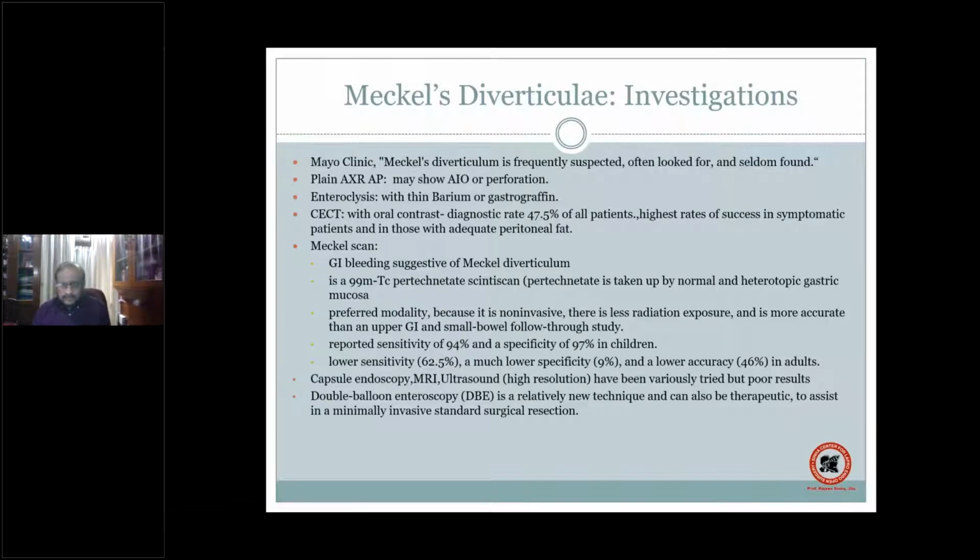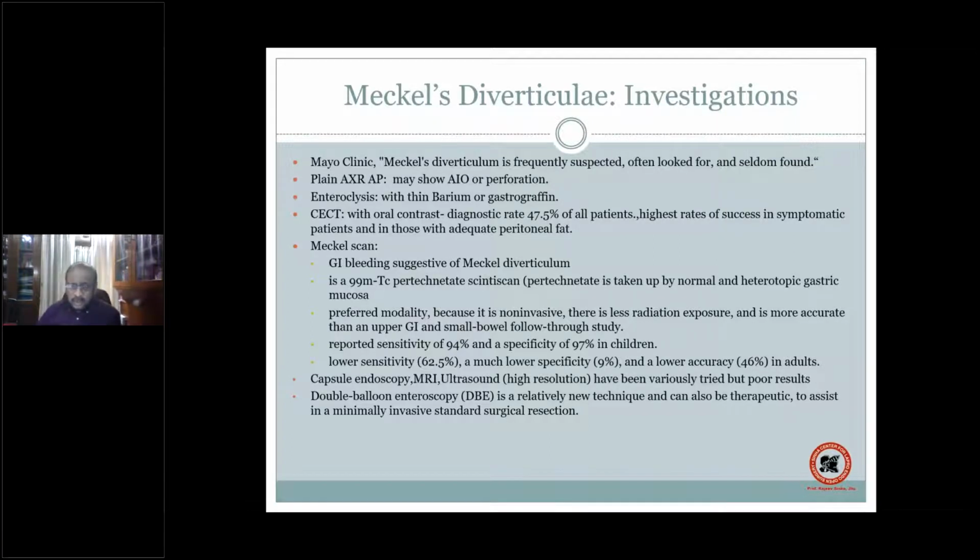So it is a preferred modality because it is non-invasive, has less radiation exposure, and is more accurate than an upper GI and small bowel follow-through study. So it's more informative than a CT scan or enteroclysis. Reported sensitivity is 94% and specificity 97% in children, which is very good. Anything more than 90% is good sensitivity and specificity.